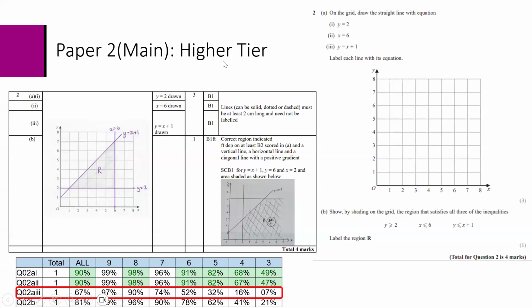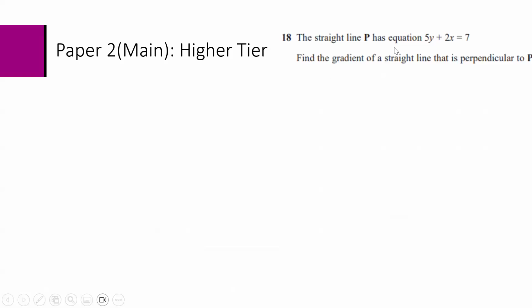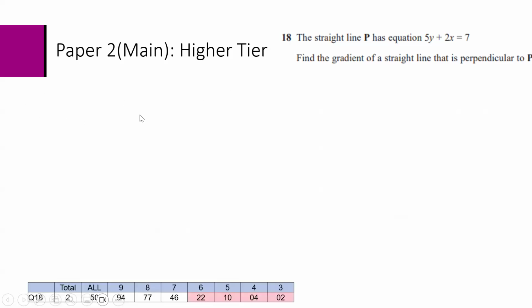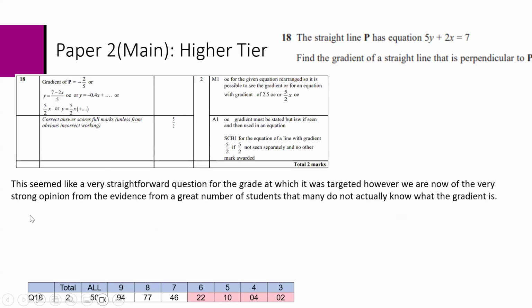Just an example of a separate question. The straight line has the equation 5y plus 2x equals 7. Find the gradient of the straight line that is perpendicular to it. Now, there is quite a bit going on in here, but the examiners did say, and there's the mark scheme, this seemed like a very straightforward question for the grade at which it was targeted.